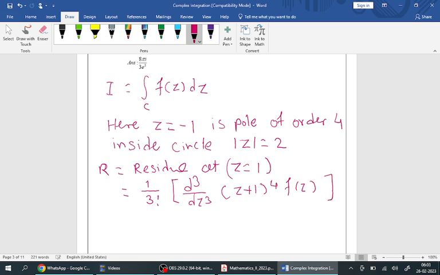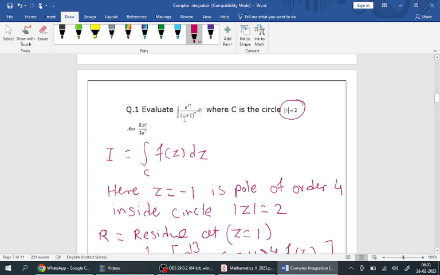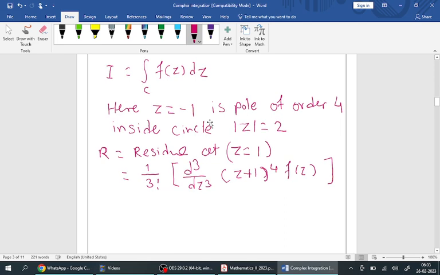So what happens is this (z plus 1) raised to 4 gets cancelled with the denominator z plus 1. As we are calculating the residue for z equal to minus 1, sorry, my mistake. Residue at z equal to minus 1, so z plus 1 is a factor, and the corresponding same factor always gets cancelled.